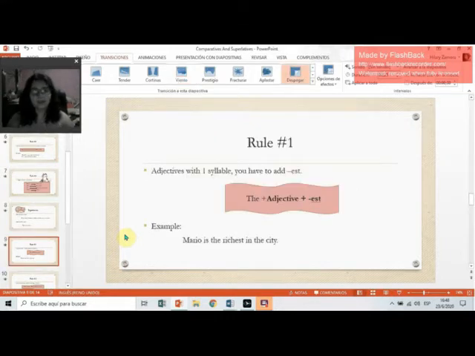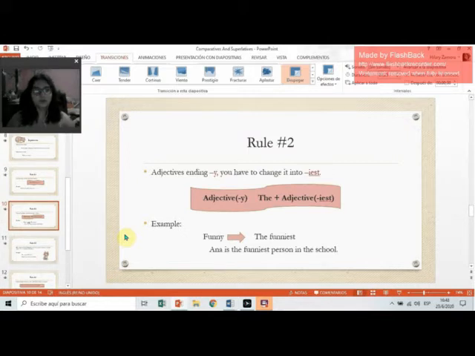Rule number 1, adjective with one syllable, you have to add est. So we are going to write the plus adjective plus est. For example, Mario is the richest in the city.